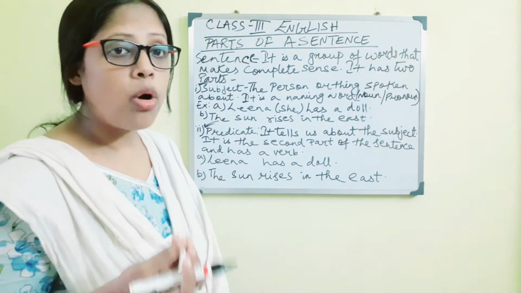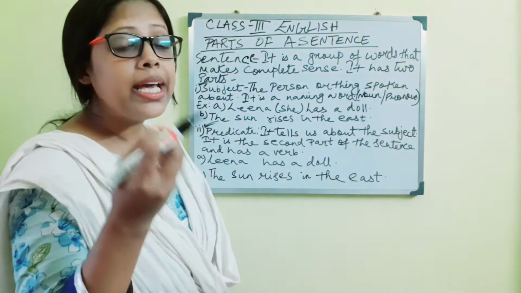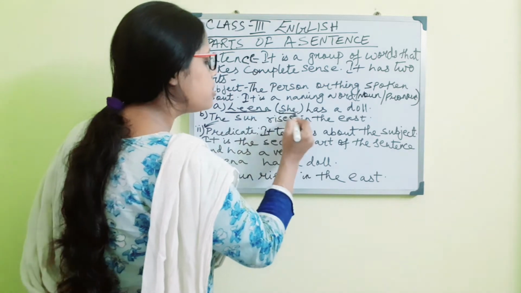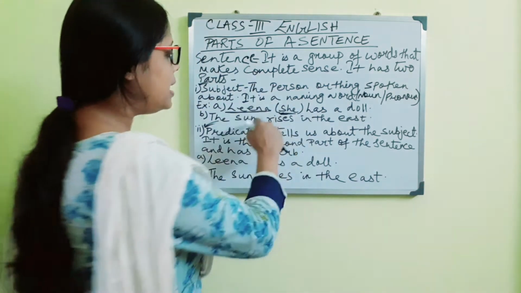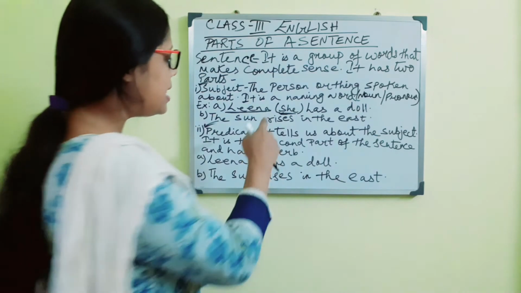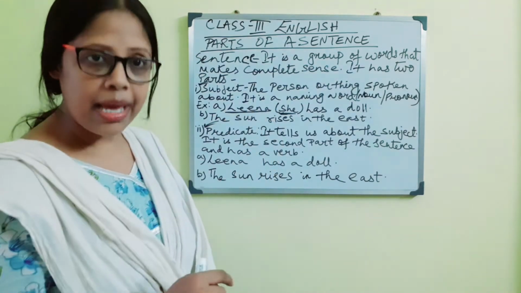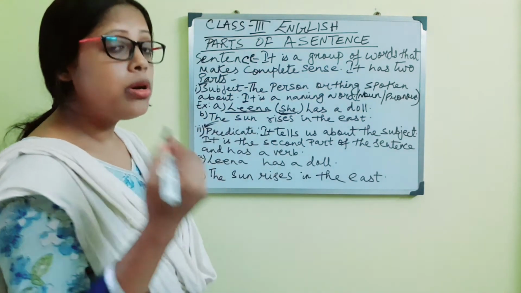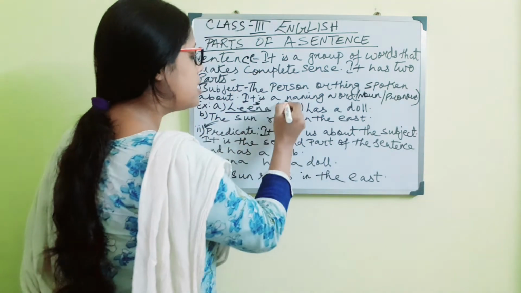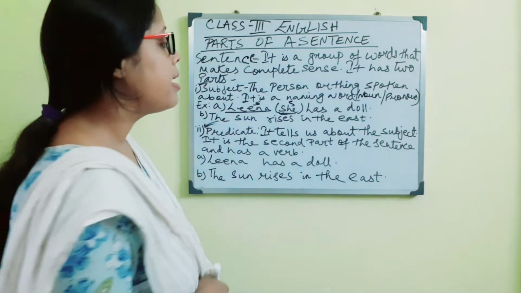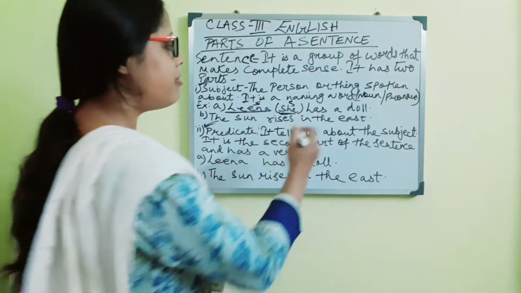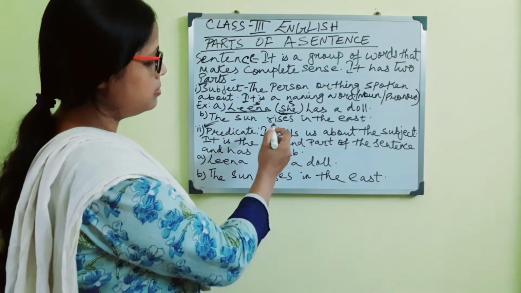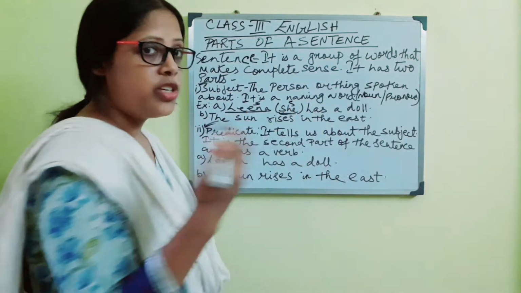So, what are we talking about? We are talking about Lena or she. So, Lena has a doll. Lena is the noun or the naming word, that is the subject. And what does Lena have? Lena has a doll. So, we are talking about the noun Lena. So, Lena is the subject here.